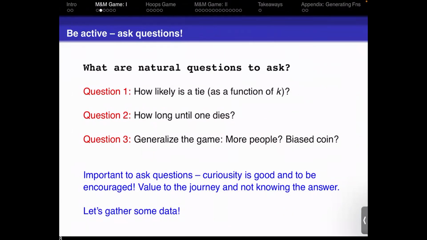It's also a function of the number of people you have. What if you have more people? What if you have a biased coin? Do you think the probability that everybody dies at the same time changes with the probability of the coin? If the probability of a head becomes closer and closer to 100%, do you think it's more and more likely that you end in a tie? Yeah, because almost every time everybody's going to be getting a head. So what's the dependence on the various parameters? Is there a way to write this down in closed form?